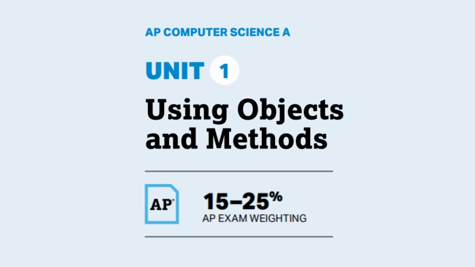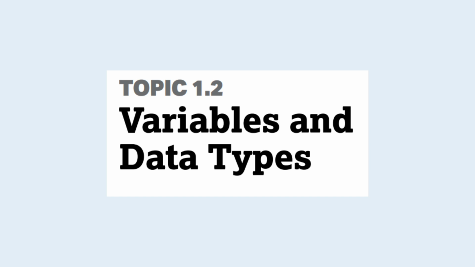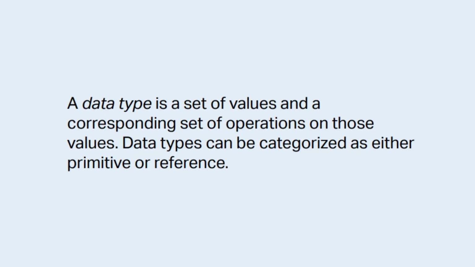First is Unit 1, using objects and methods, making up 15 to 25% of the exam. And in this video, we're going to be covering topic 1.2, variables and data types. A data type is a set of values and a corresponding set of operations on those values. Data types can be categorized as either primitive or reference.